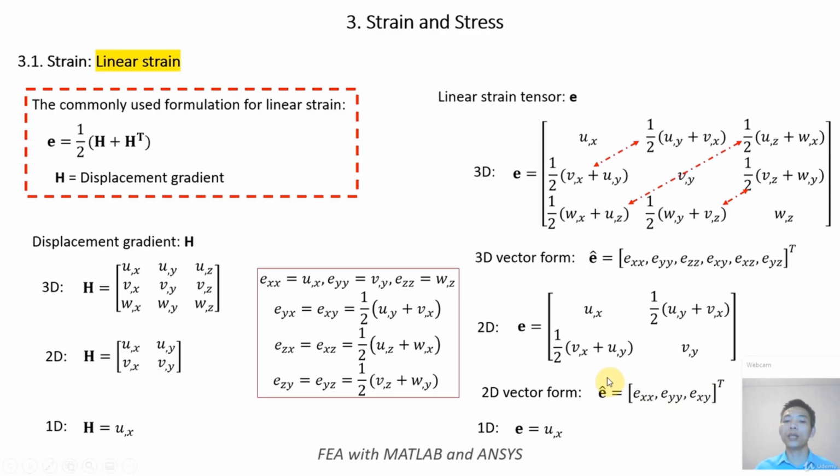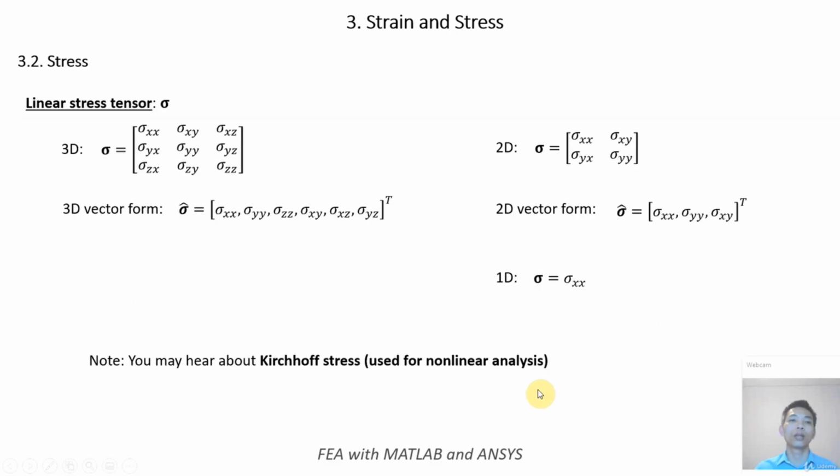And for 1D, it becomes very simple. E will equal to u comma x, just one single value. The next one is about stress. What is the linear stress tensor?